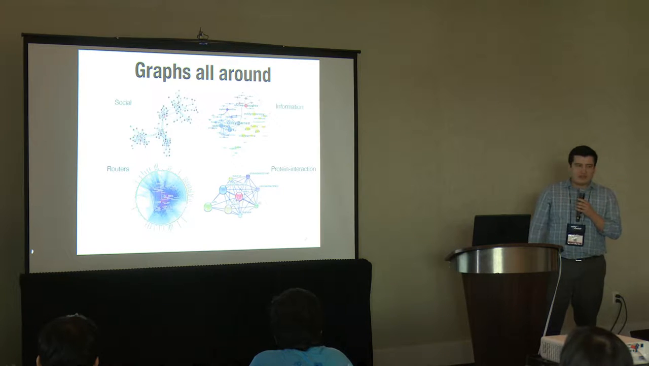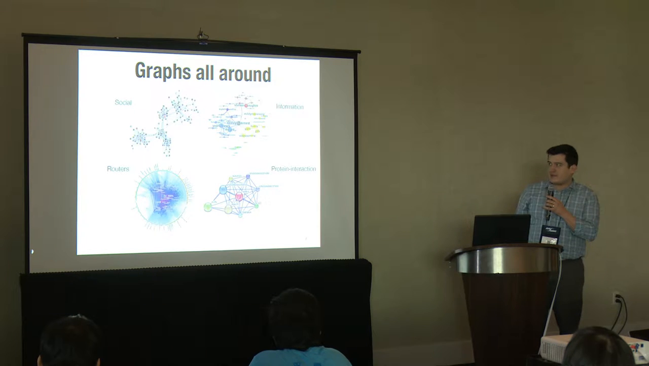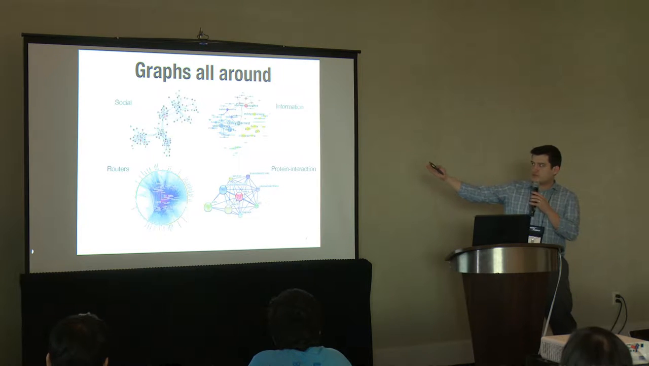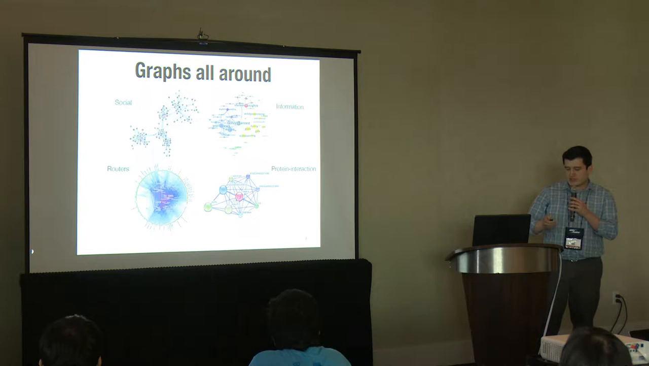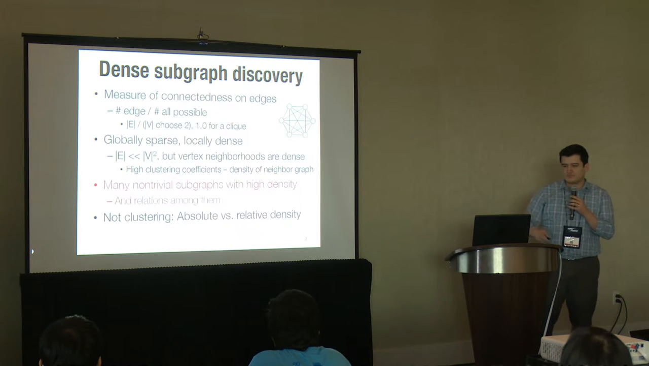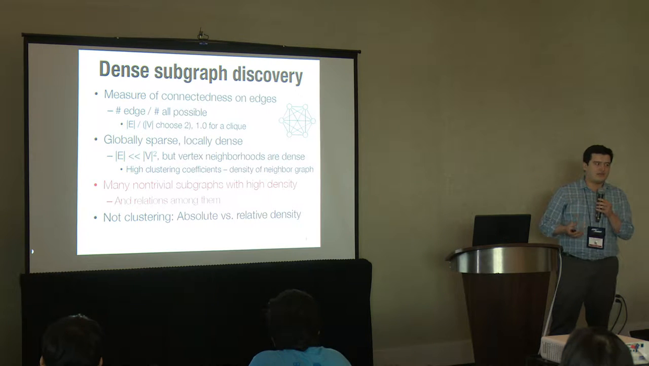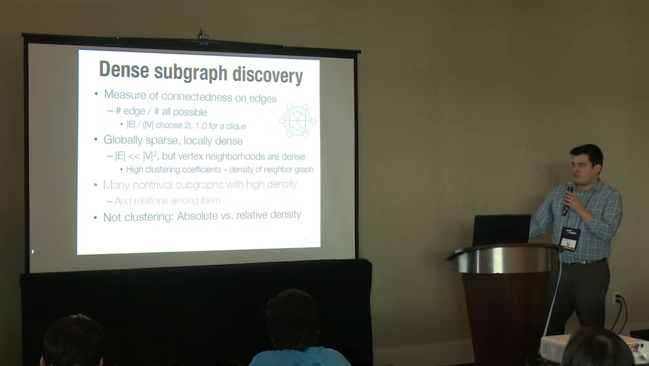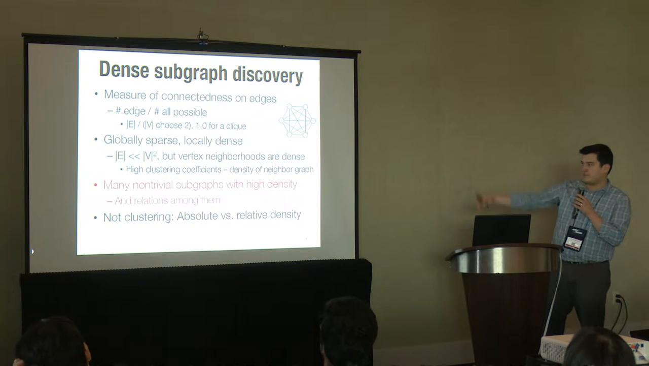So, we all love graphs. They are basically the language to model so many complex phenomena in nature, ranging from social networks, information networks, routers, or protein interaction networks, and more biological stuff in our cells. In this work, our focus is on dense subgraph discovery. What I mean by dense is some kind of measure of connectedness on edges. Throughout the entire work, we have just one metric, which is the number of edges over the number of all possible, which is basically one for a clique like this.